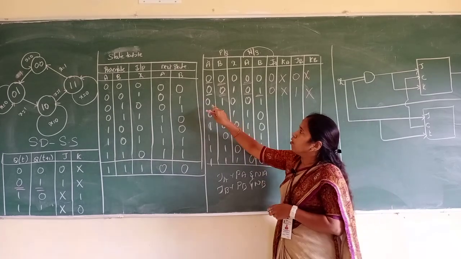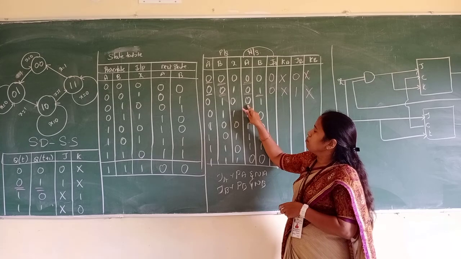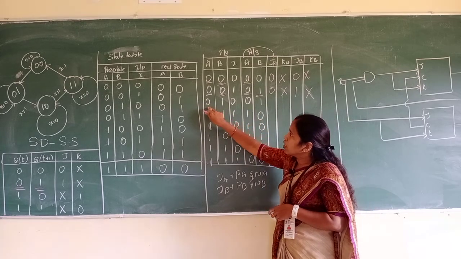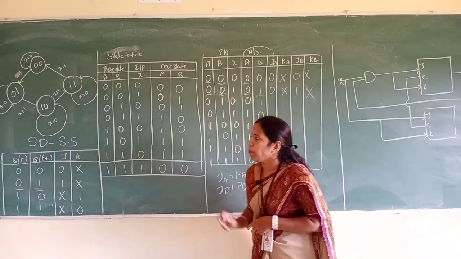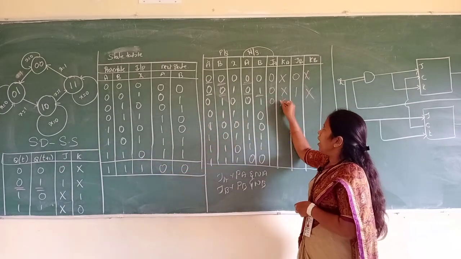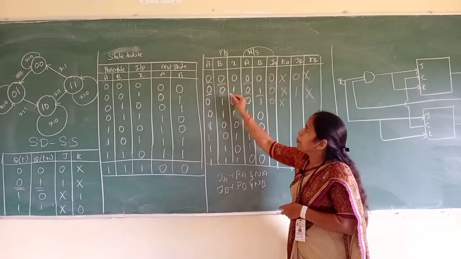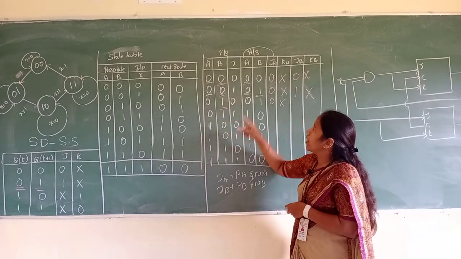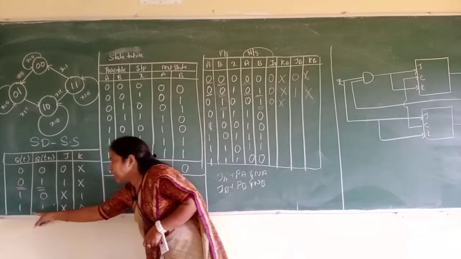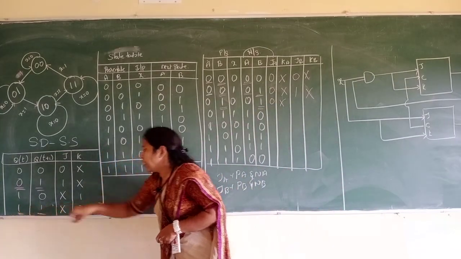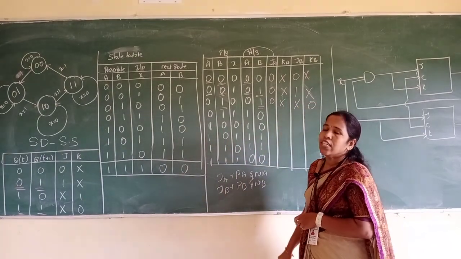Third case. Now JA: present state A value is 0 and next state A value is also 0. Again 0, 0 gives 0, X. Again present state B value is 1 and next state B value is 1. Wherever 1, 1 is there, JB is X and KB is 0.